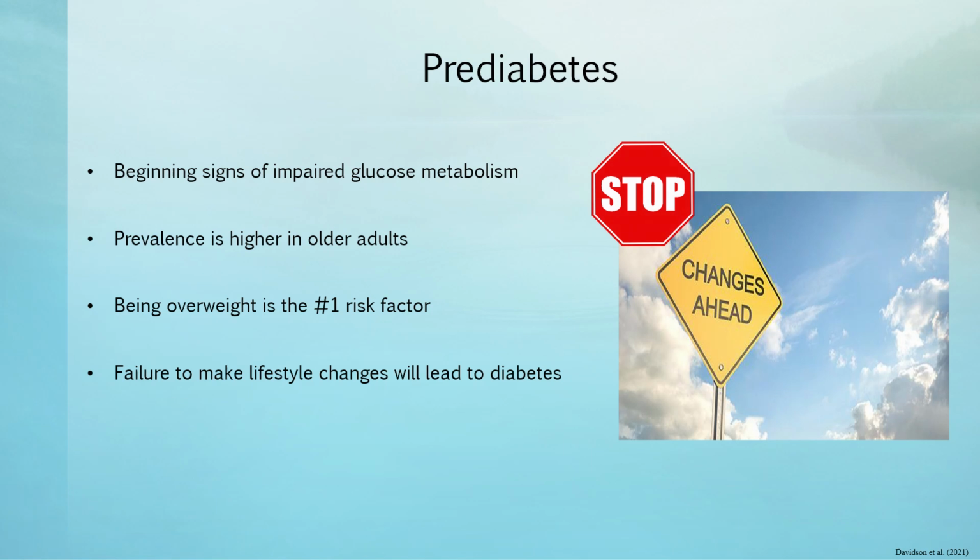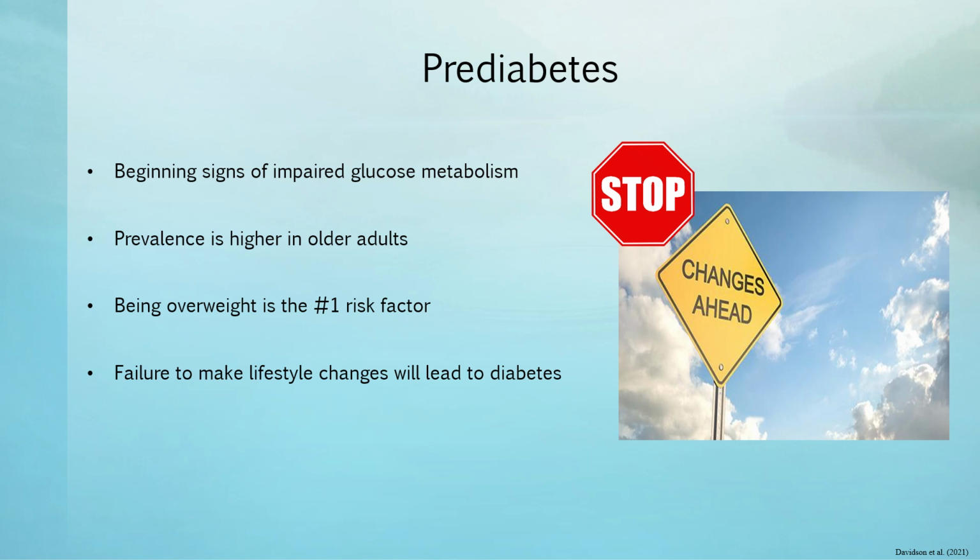The last risk factor we're going to take a look at is prediabetes, and this is the beginning signs of impaired glucose metabolism. So during this time, individuals are showing high levels of glucose in their blood. However, the levels are not yet high enough to diagnose diabetes. And the prevalence of prediabetes is higher in older adults. However, as stated earlier, prediabetes can affect individuals of any age, sex, or race.